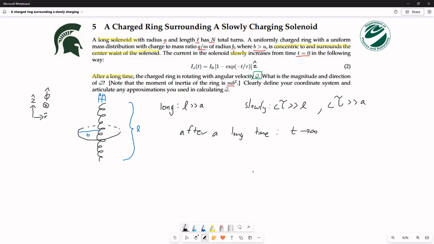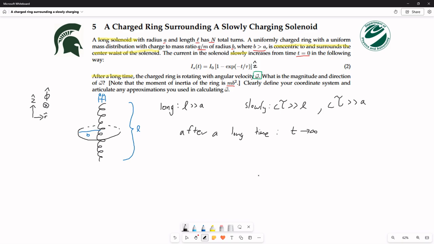Welcome back. I hope you had a chance to take an attempt at the problem. I'll go ahead and read it for us. A long solenoid with radius A and length L has n total turns. A uniformly charged ring with a uniform mass distribution with charge to mass ratio Q over M of radius B, where B is greater than A, is concentric to and surrounds the center waist of the solenoid.